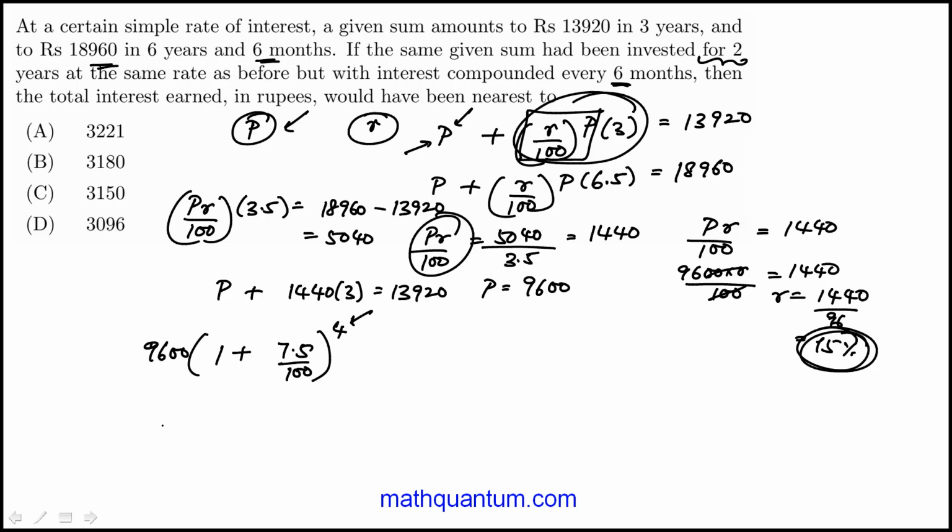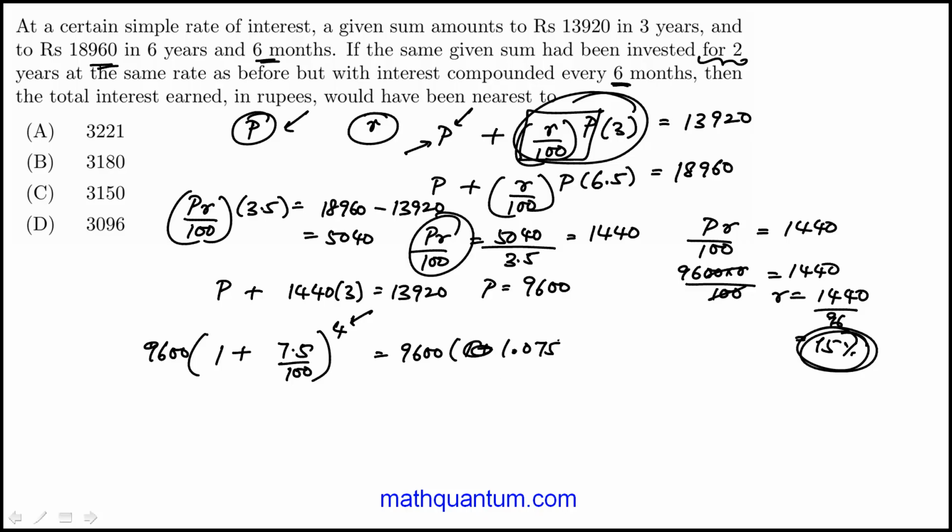I won't go over the details of where this comes from, but make sure you understand how to do this compounding for whether it's quarterly, monthly. So we just need to compute this. This would give us the principal times 7.5 divided by 100 plus 1.